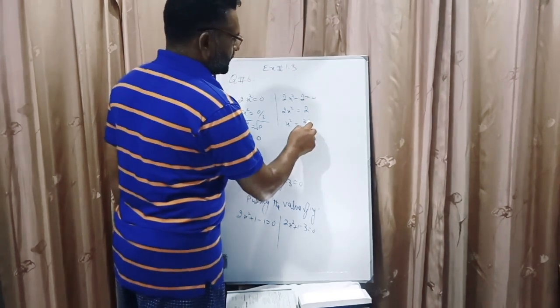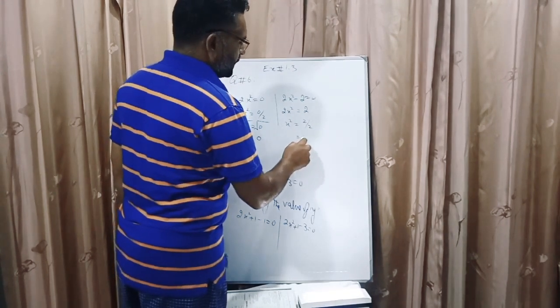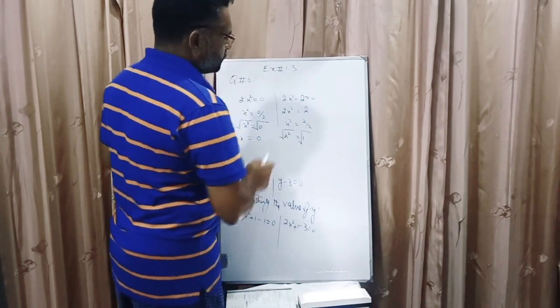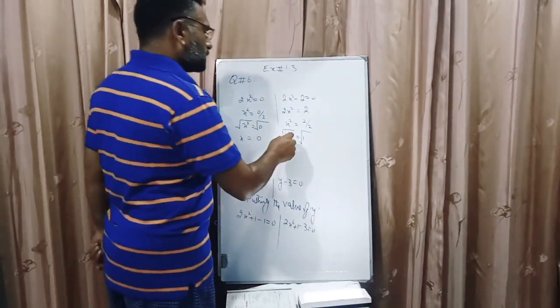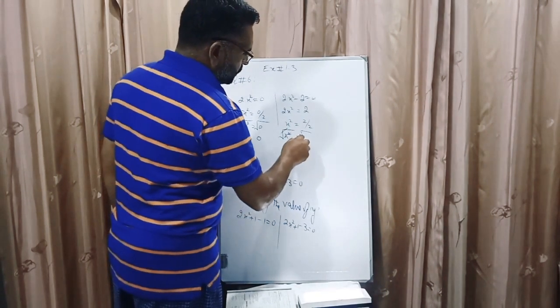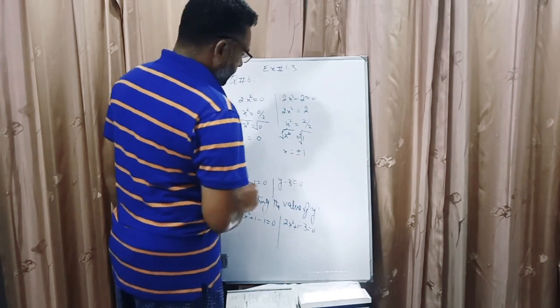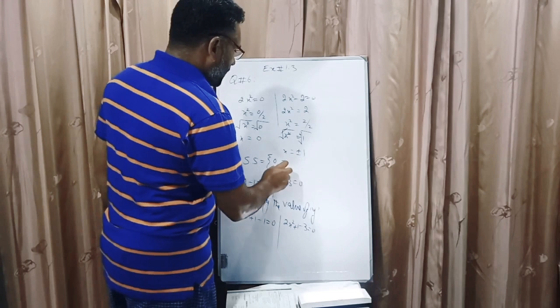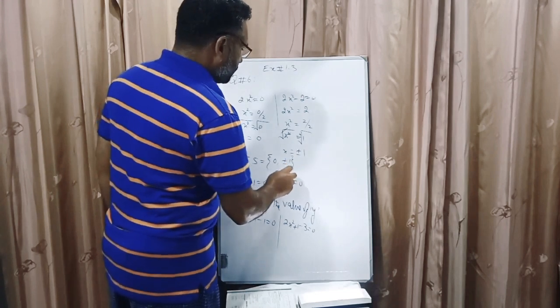And we will get x square is equal to 2 over 2, meaning 1, and here I have to take square root on both sides because we have to find the value of x. So the square will be cancelled by the square root and x will be equal to plus minus 1. So our solution set is 0 and plus minus 1.